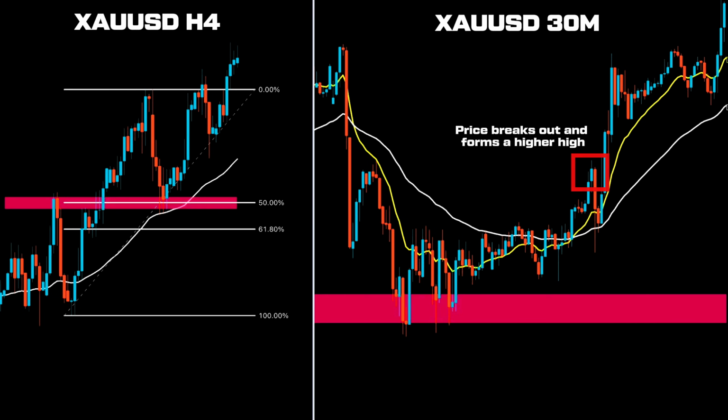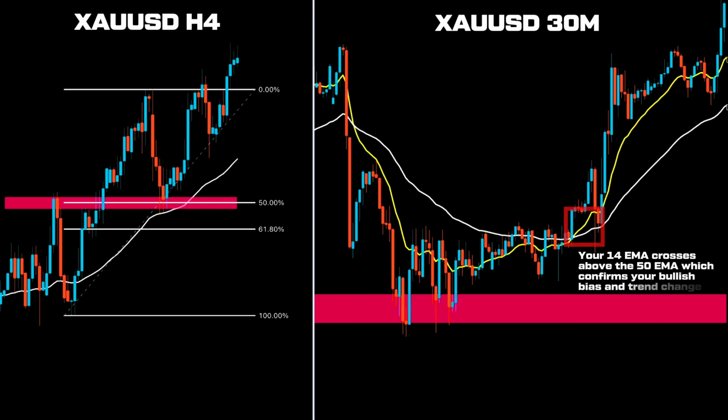Eventually, price breaks above the short-term bearish trendline and forms a higher high. This is the first major clue that market structure is changing and that buyers may be regaining control. Around the same time, the 14 EMA crosses above the 50 EMA on the lower time frame. This crossover supports the bullish price action and strengthens the overall setup.